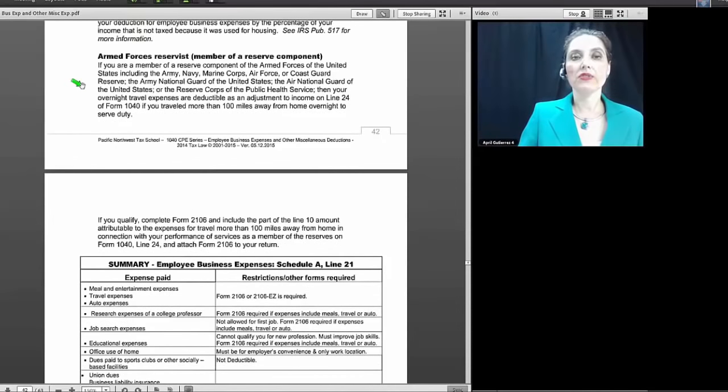Armed Forces Reservist. If you are a member of a reserve component, such as the United States Army, Navy, or Marine Corps Reserve, or the Air Force or Coast Guard Reserve, when you travel more than 100 miles away from home overnight, you can deduct your expenses for that overnight travel on the front page of 1040 as an adjustment to income. You would complete Form 2106, figure your deduction, and then you'd carry it to the front page of the 1040 rather than to Schedule A.